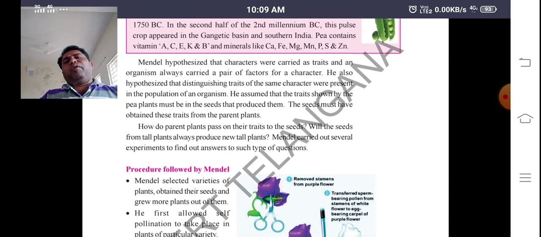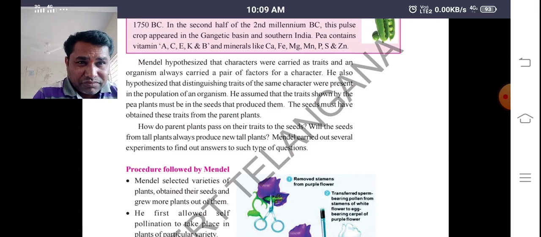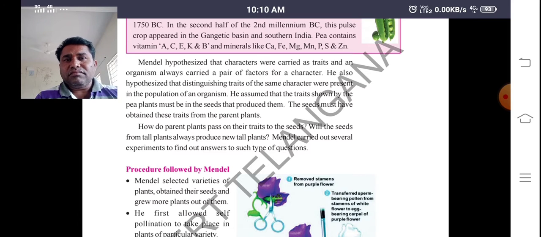So how do parent plants pass on their traits to the seeds? Will the seeds from tall plants always produce new tall plants? Mendel carried out several experiments to find out answers to such questions. The main question here: tall plants will not always produce tall plants. Sometimes they produce dwarf plants, and some plants give rise to tall plants.